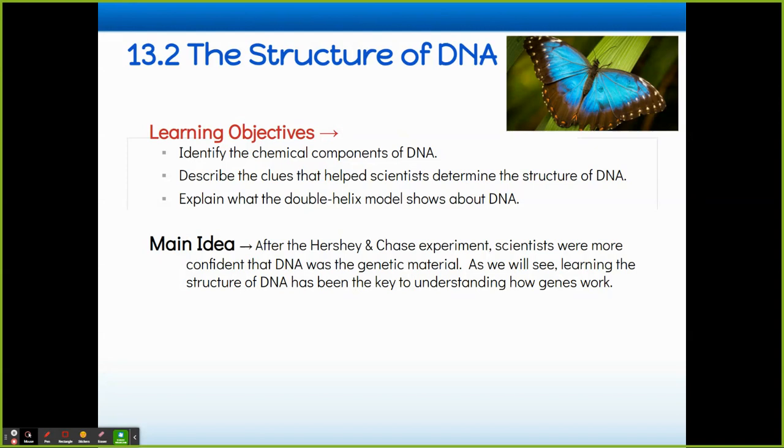Okay, so sliding down to where it says nucleotide structure. Oops, I need to kind of get over here. There we go.